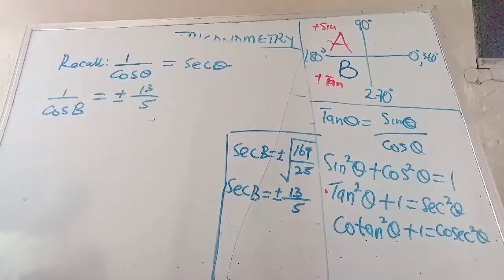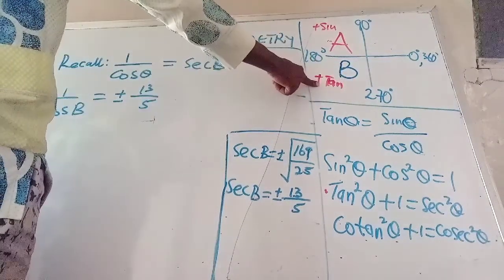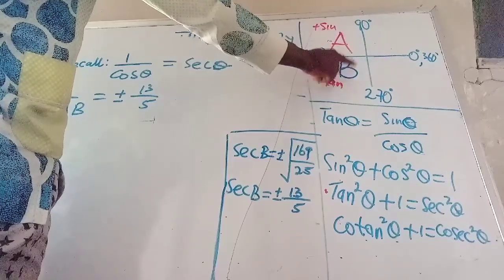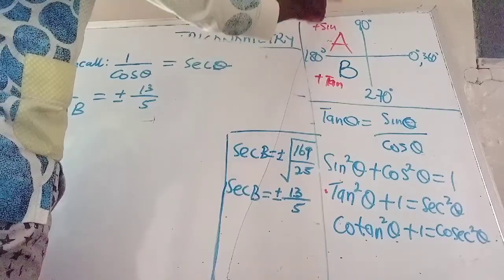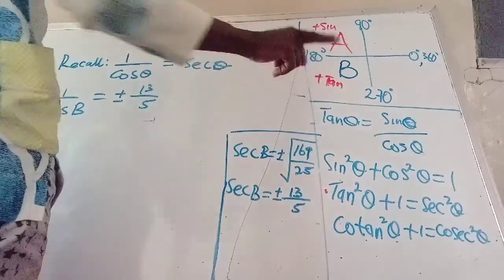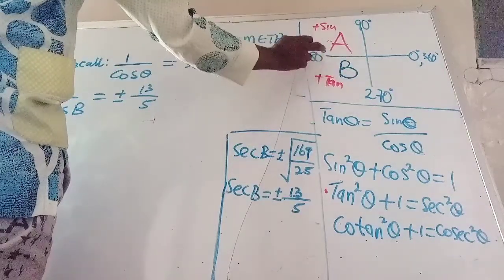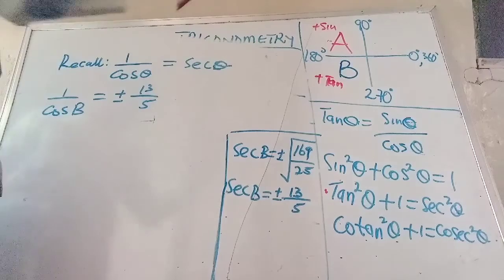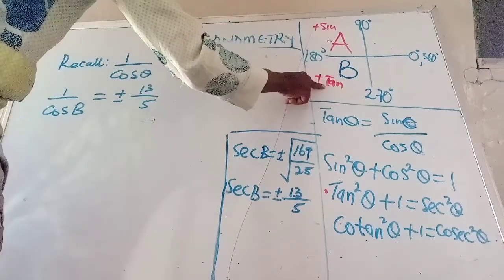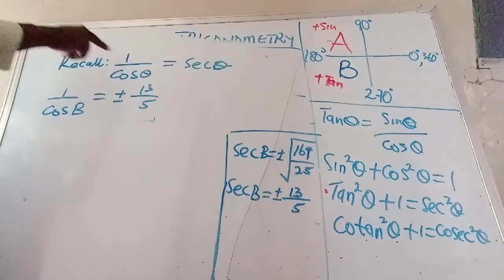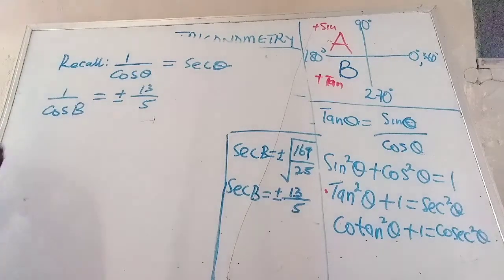But don't forget that B is obtuse and only tangent is what? Positive. I'm sorry, B is reflex because it's more than 180. Obtuse will be greater than 90 but less than 180. Please take note of that correction. B falls within 180 and 270, which is reflex because it's more than 180. And only tangent will be positive there. That means the value of cosine will be negative there. Therefore, I'm going to pick negative.